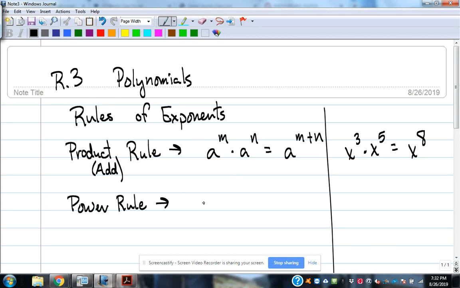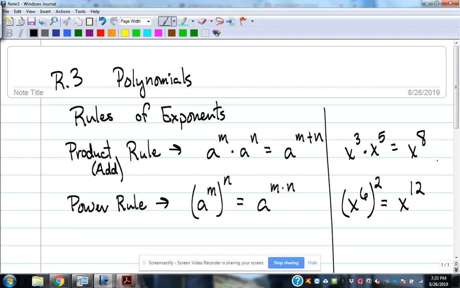Okay? The power rule. Power rule means you have a base with an exponent in parentheses with an exponent outside. The rule is that you multiply the exponents. An example of that would be like x to the sixth power and then squared. What's 6 times 2? 12. So it would end up being x to the 12th power. Okay. So the power rule: anytime you see parentheses with an exponent outside and just something in there, you're going to multiply your exponents. Okay.